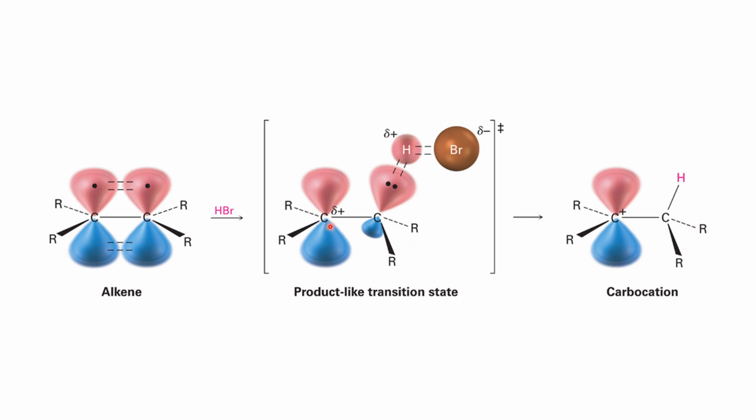So delta plus charge is introduced here, and partially this electron is moved to this carbon, and then that is donated to the proton source, and then bromide is starting to leave from this complex. So this transition state may be more similar to this intermediate rather than this alkene reactant. That is the Hammond postulate.